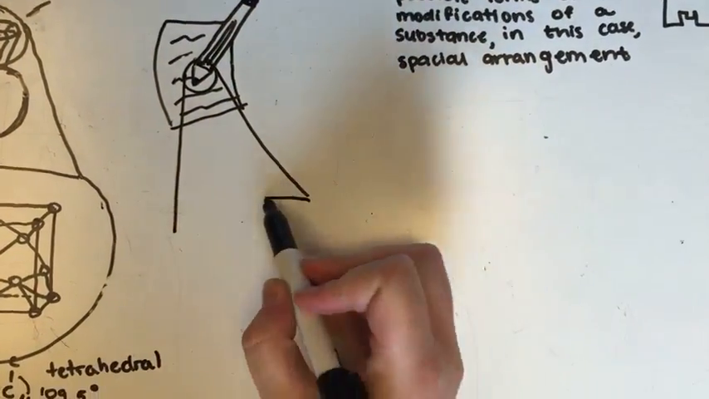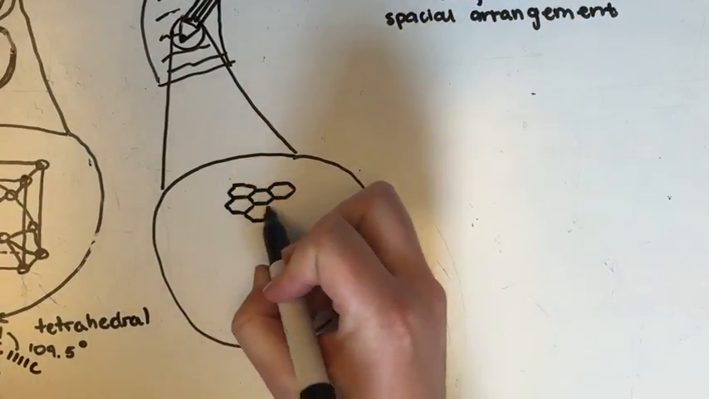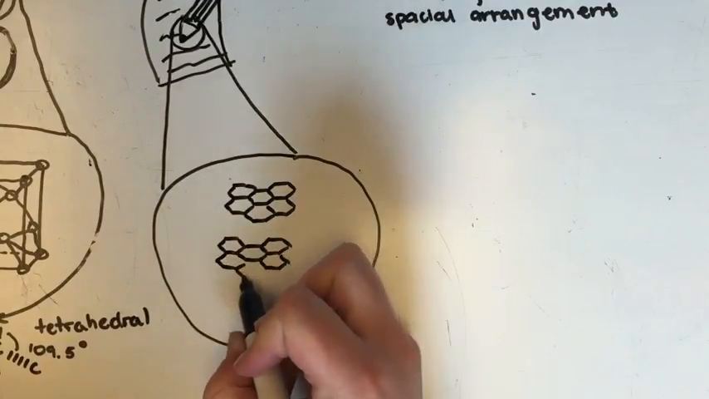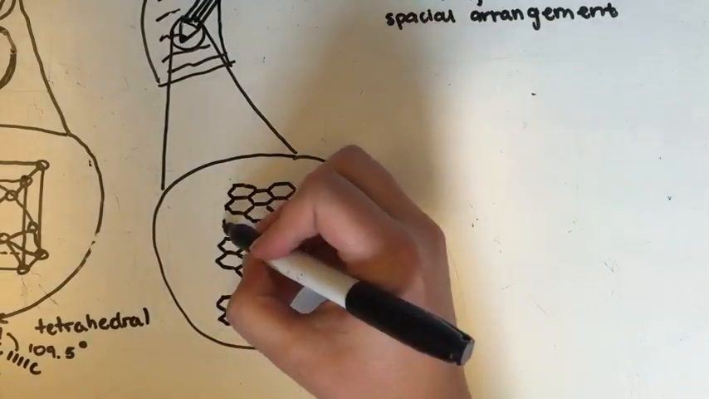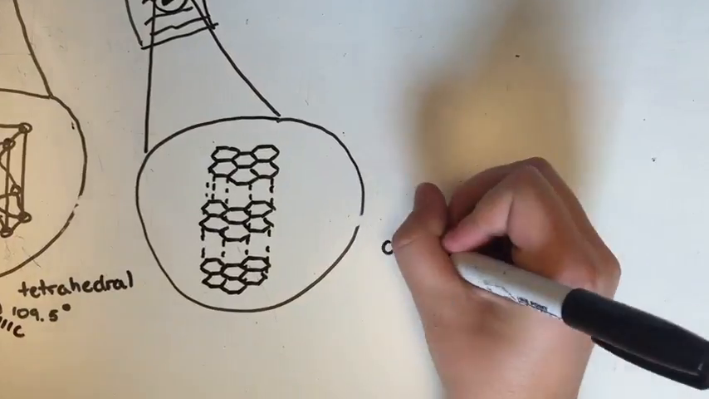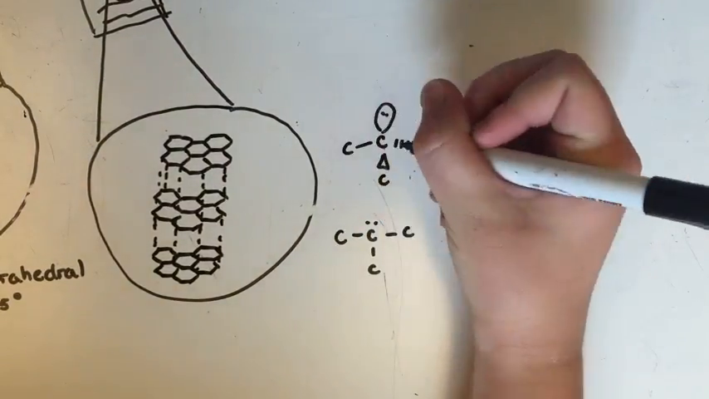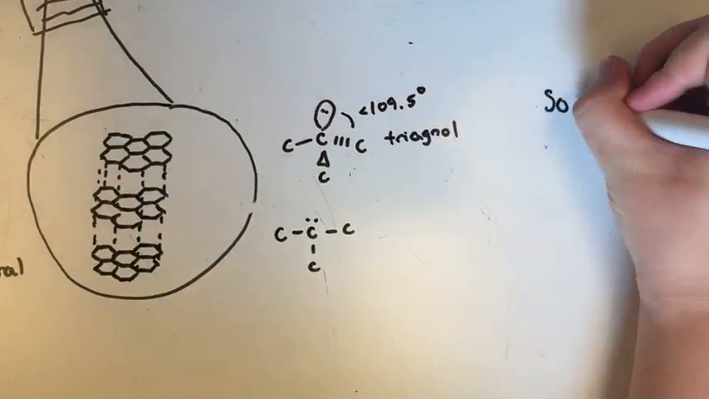On the other hand, when we look at graphite, we see that it makes hexagons. Each of these hexagons form with other hexagons to make a flat sheet. These sheets are then stacked on top of each other and held together by intermolecular forces. The carbons within the hexagons bind to 3 other carbons and have a lone pair. This makes a trigonal shape with an angle of less than 109.5 degrees.